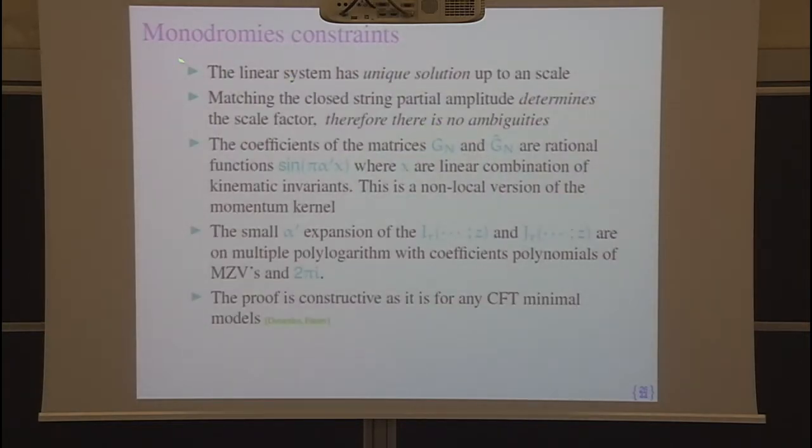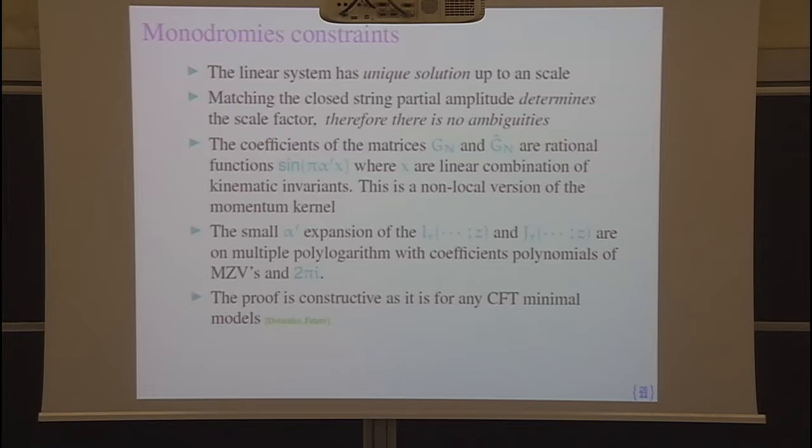So the thing is that we find that the linear system has a unique solution up to a scale. Actually, the proof is constructive and it works for any CFT models. As I said at the beginning, I repeat it: although I want to compute, for example, the alpha prime expansion in closed superstrings, once I have defined my building blocks, I can do it in any Coulomb gas free field theory.